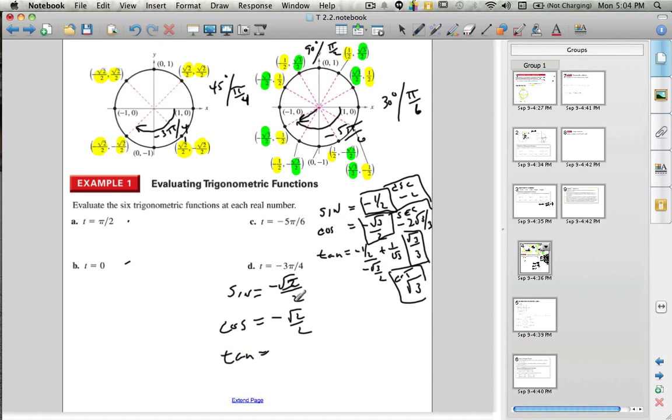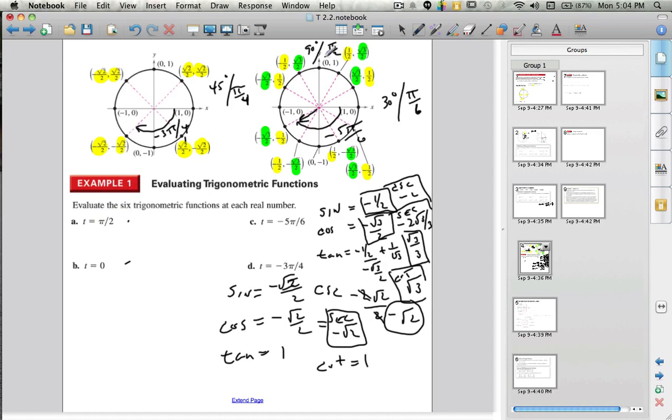Tangent then is going to be this divided by that. They're both the same, so that's 1. Cosecant is going to be the inverse of this, 2 over radical 2. And when I rationalize the denominator, I'll get negative 2 radical 2 over 2, which will simplify to just be the opposite of radical 2. And that would be the same for this one, for secant. And the inverse of 1 is 1. So cotangent will also equal 1.